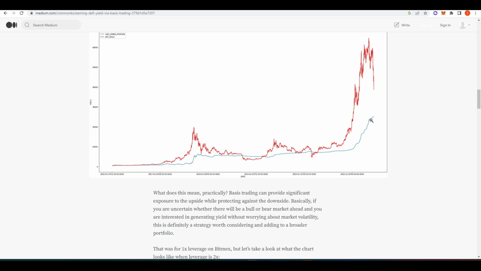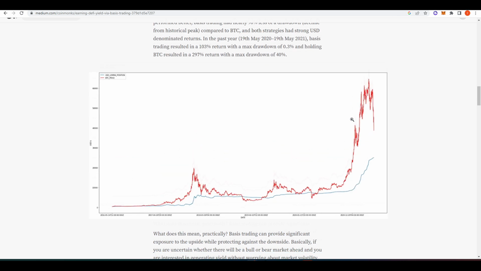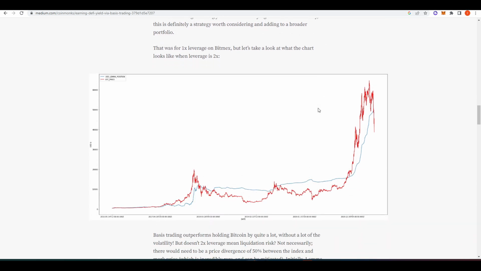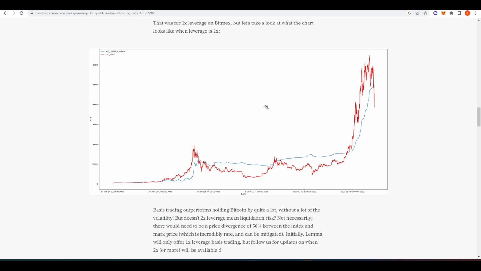But this isn't specifically what I wanted to talk about. I wanted to talk about the leverage strategy, which looks way more appealing. As you can see here, you perform way better if you're using 2x leverage to perform this strategy. So the 1x leverage strategy is, I'll just give you an example here.